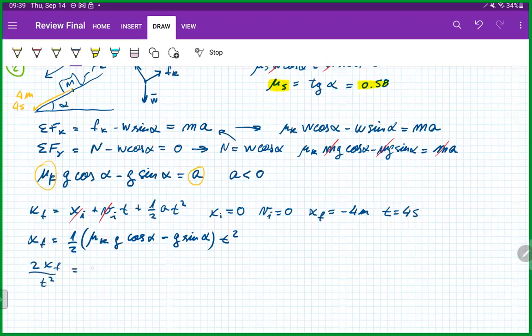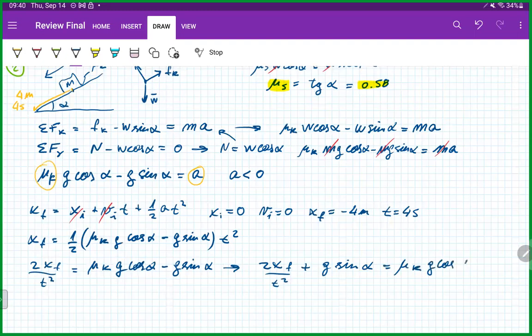And that's, oh, yeah, let me, yeah, this mu k g cosine of alpha minus g sine of alpha. And this is giving us 2x over t squared plus g sine. So I'm getting the sine part to the x side. Alpha equals mu k g cosine of alpha. So I'm isolating the mu k.